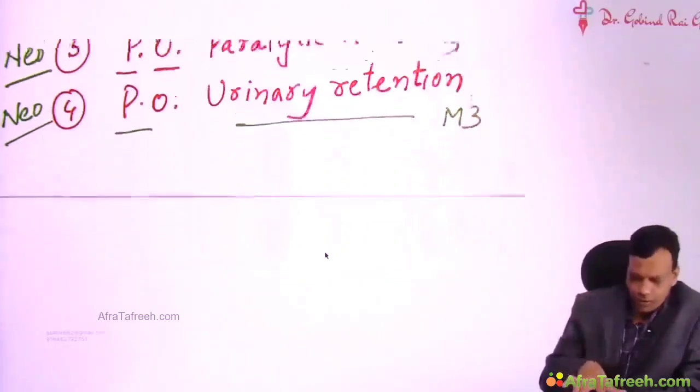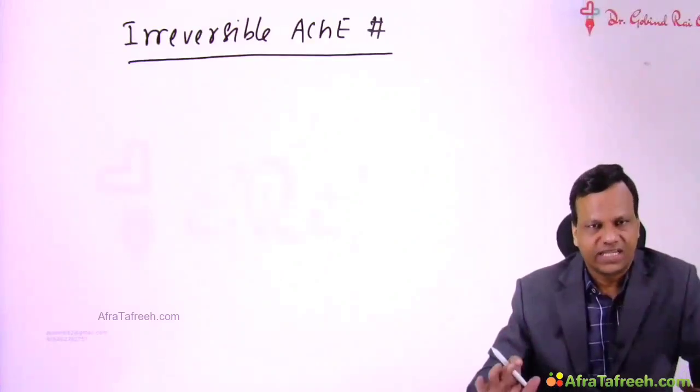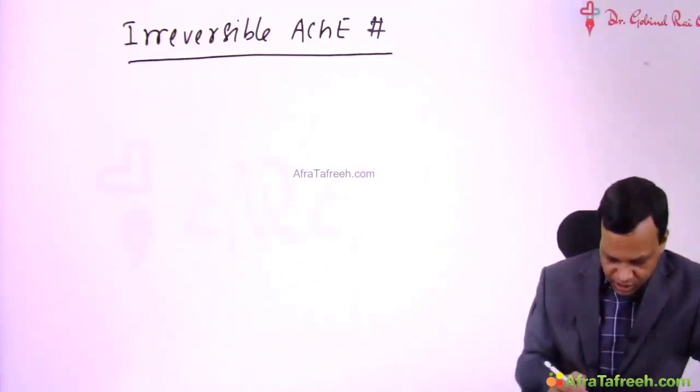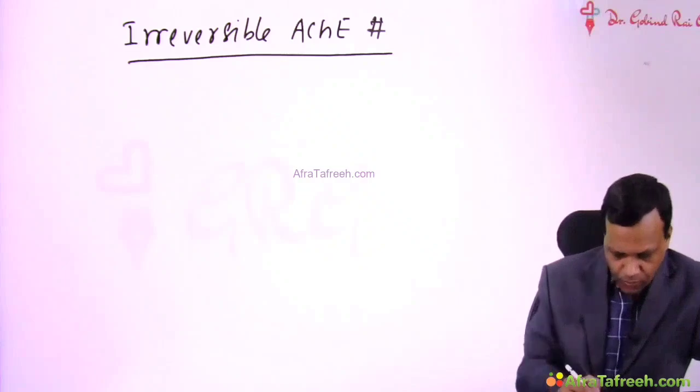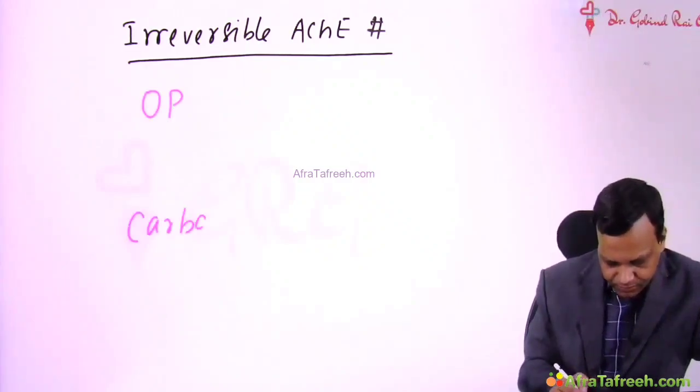So now we can move to irreversible drugs. Irreversible acetylcholine esterase inhibitors. The drugs in this group include organophosphates and carbamates.